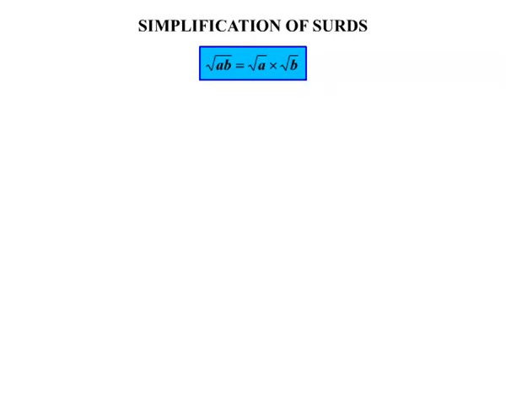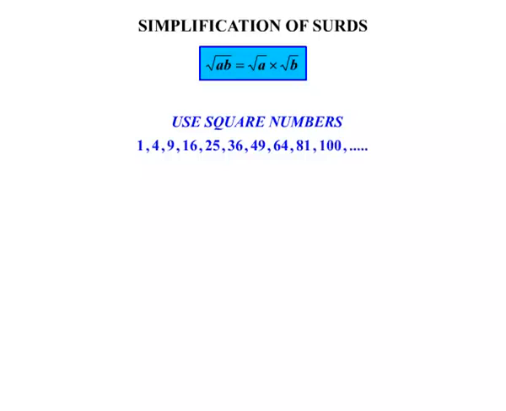Now with our work on surds, we're going to often refer to the squared numbers. We're going to make use of the squared numbers. They are 1 squared, which is 1, 2 squared is 4, 3 squared is 9, 4 squared is 16, 5 squared is 25, 6 squared is 36, 7 squared is 49, 8 squared is 64, 9 squared is 81, and 10 squared is 100. Now that list can continue as long as you like, but for the moment we'll just stick with these numbers we've listed.